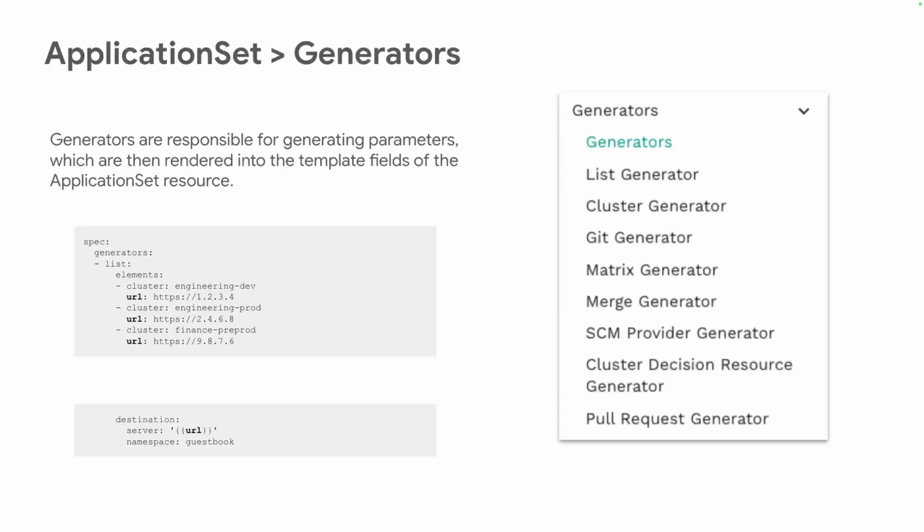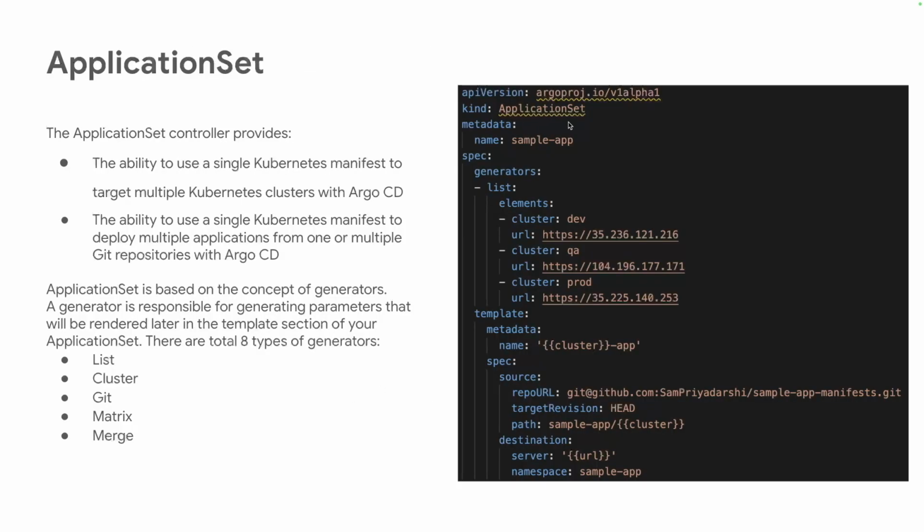As mentioned earlier, we have something called generators in the application set, and generators are very powerful, and they are responsible for generating parameters inside the template field of the application set resource. So we took a look at the application set, and this is a sample generator, and this is the template field, right? So whatever you see here will be dynamically populated based on whatever generator you have used here, and then it will automatically be populated over here.